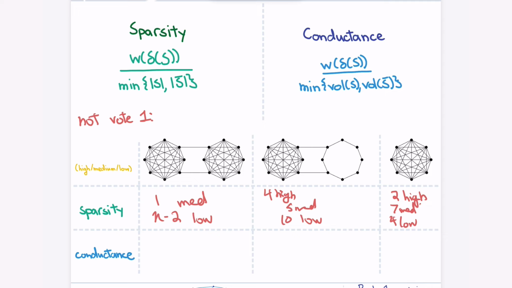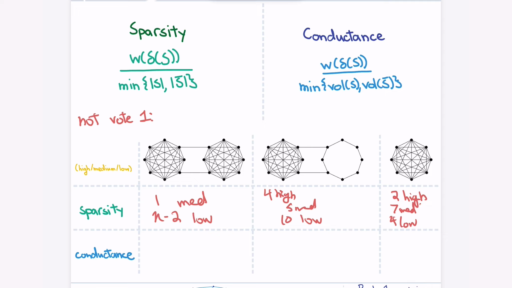Yeah, so if S is small, the ratio goes up. You want the ratio to go down. So sparsity is the minimum sparsity over all S in the graph. This should actually have the same sparsity, whether you felt that was medium or low. So at least three of you were inconsistent. Okay, good, we're getting some sense. Sparsity is not really going to distinguish these two as much.